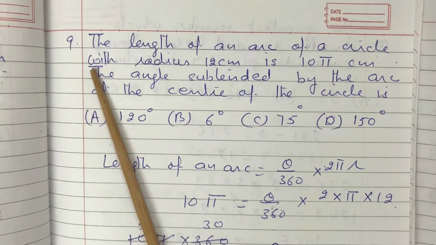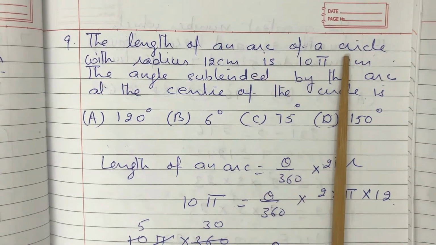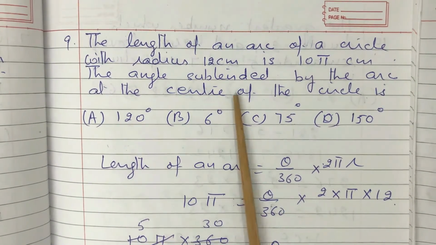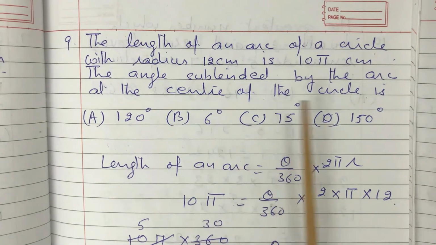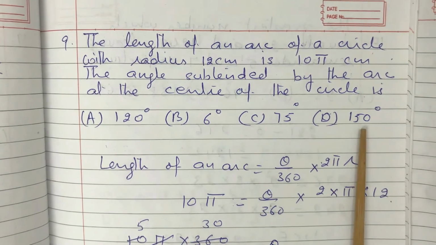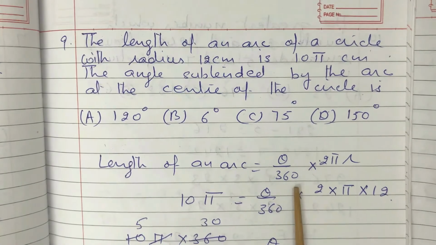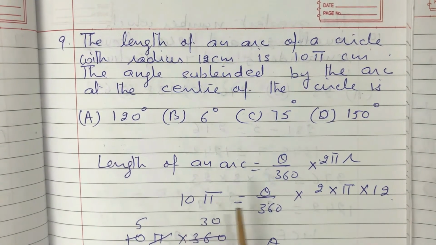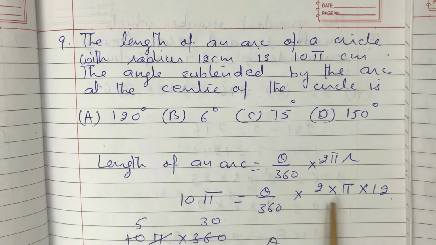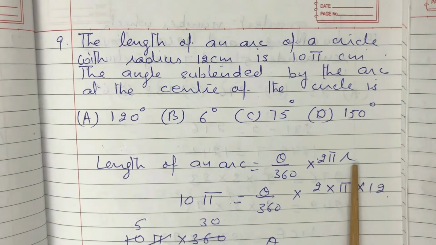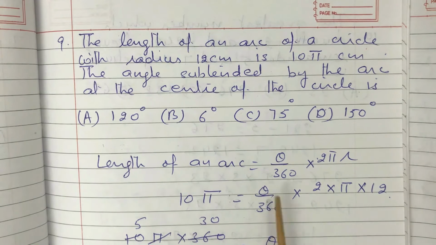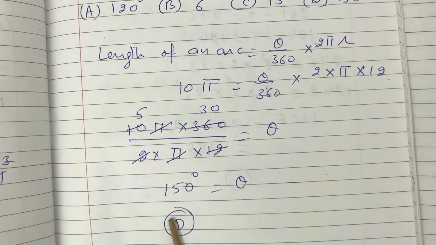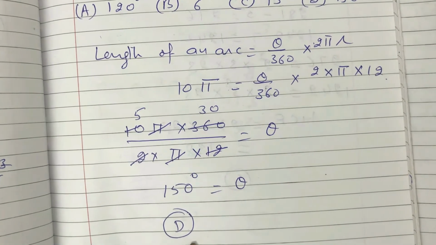Now the ninth question. The length of an arc of a circle with radius 12 centimeter is 10 pi centimeter. The angle subtended by the arc at the center of the circle is. There are four options. Length of the arc is theta by 360 into 2 pi r. Now the length of the arc is given, 10 pi. This is equal to theta by 360 into 2 pi r. We have r, we don't have theta. So after solving this, we will get the value of theta. That will be 150 degree. So D is the option.